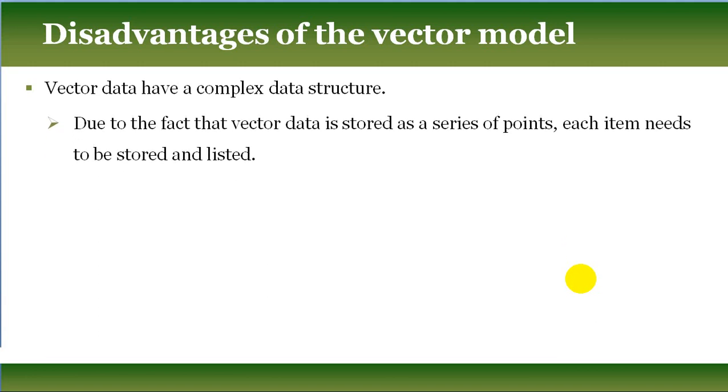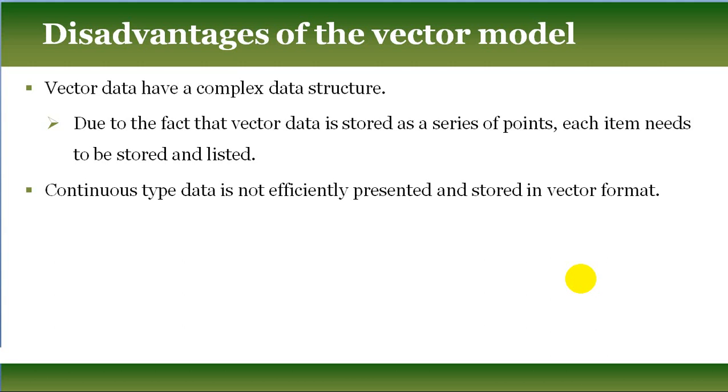Due to the fact that vector data is stored as a series of points, as I told you, each item needs to be stored and listed. If you consider one polygon consists of 1000 points, each and every point's information has to be stored separately. So in this way it's complex.